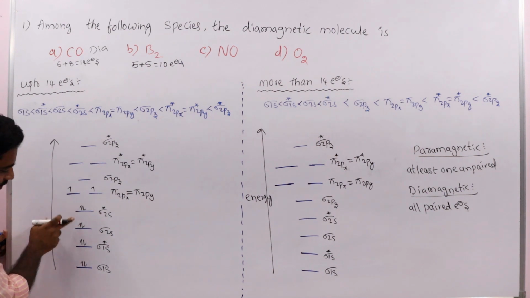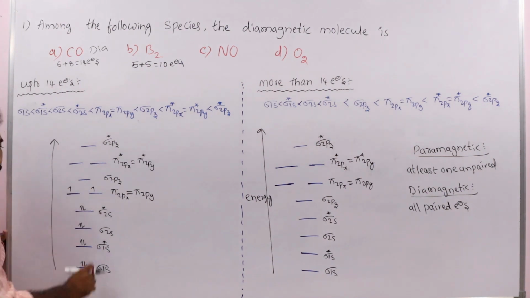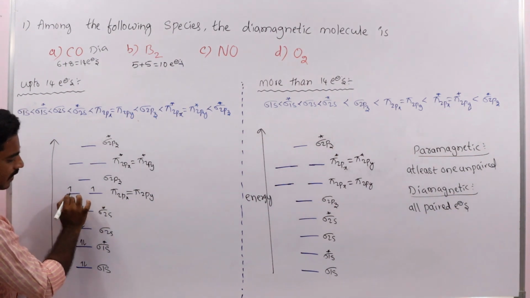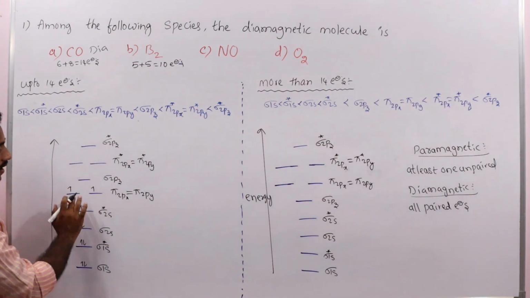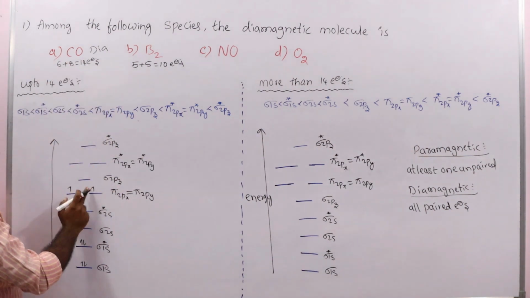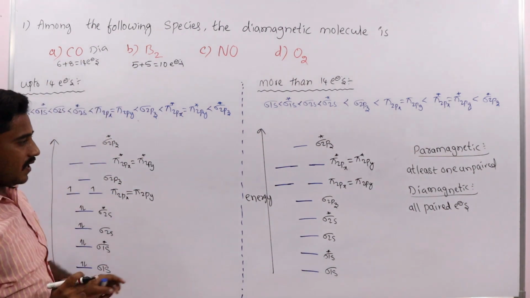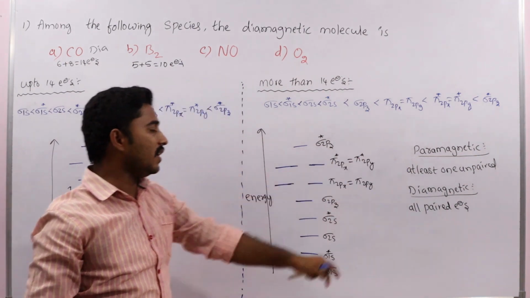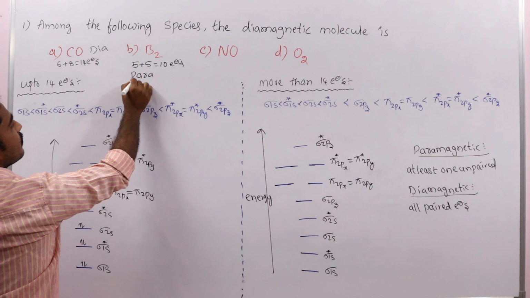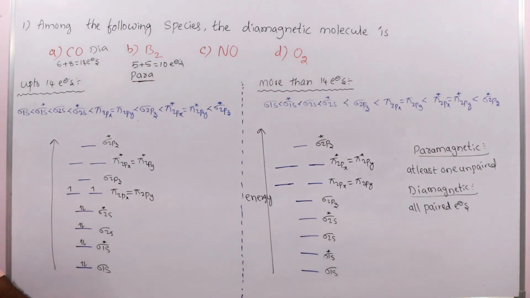8 electrons finished up to here, then the 9th and 10th electron. In this case, 2 unpaired electrons are present in the molecular orbital electronic configuration of B2. If it contains unpaired electrons, then it is said to be a paramagnetic substance. Which substance is it? Paramagnetic substance.